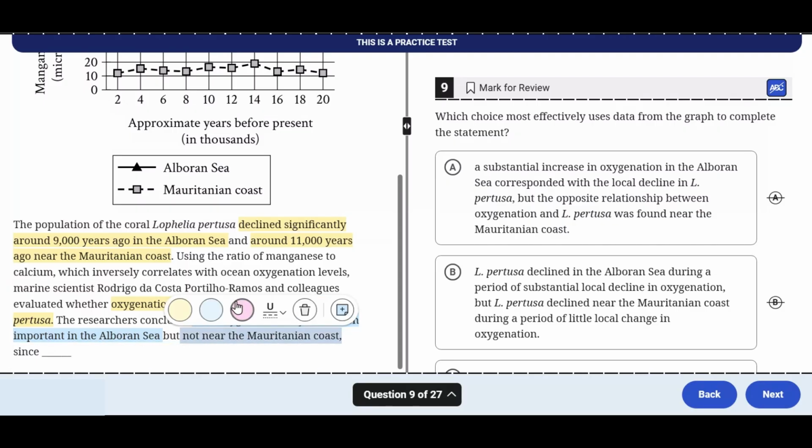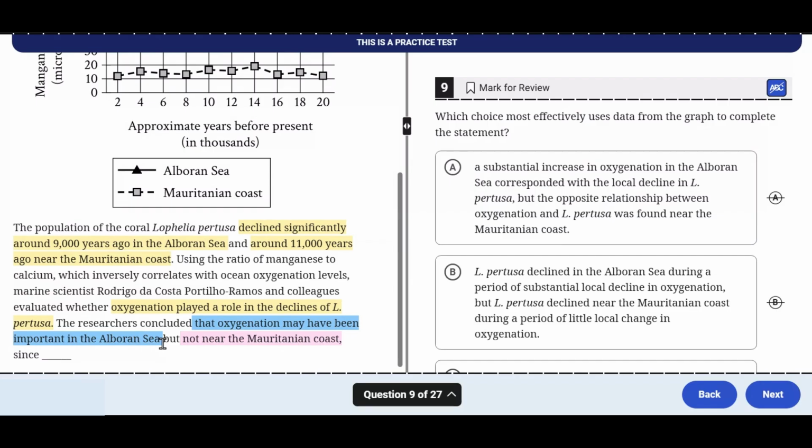So it says that, therefore, you're probably going to see some kind of change in oxygenation in the Albertan Sea, but not near the Mauritian coast.